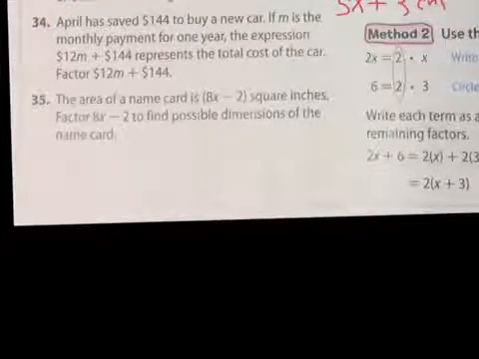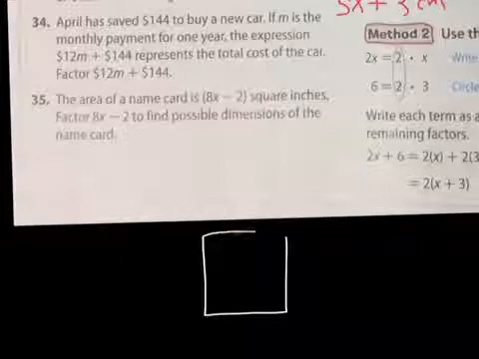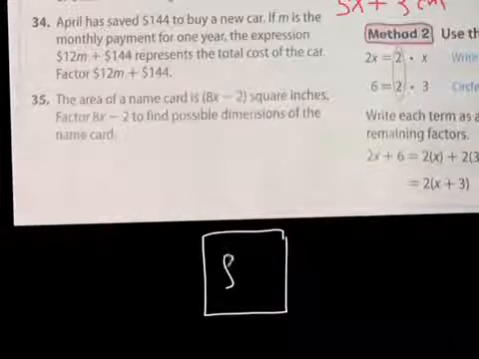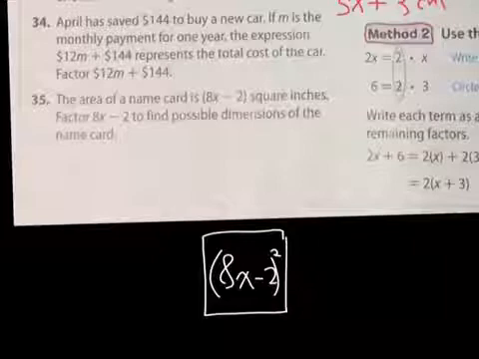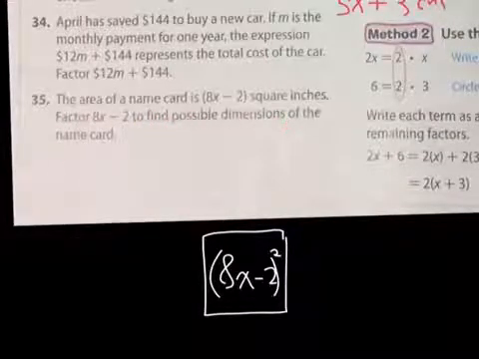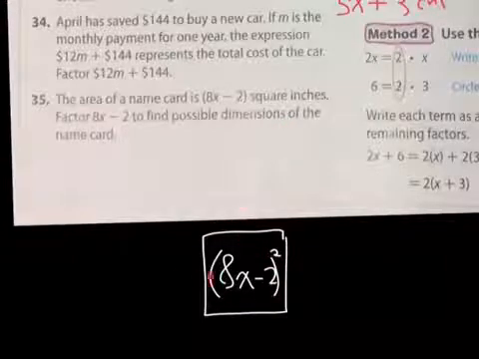Please read it. It looks like what you have to do is factor 12n plus 144. Okay? And let's try 35 together. The area of a name card is 8x minus 2 square inches. This is the area. So if we have a name card, the area is 8x minus 2, and its area is going to be squared, right? So factor 8x minus 2 to find possible dimensions of the name card. So we're going to have to factor this so we can find a dimension for this side and this side.